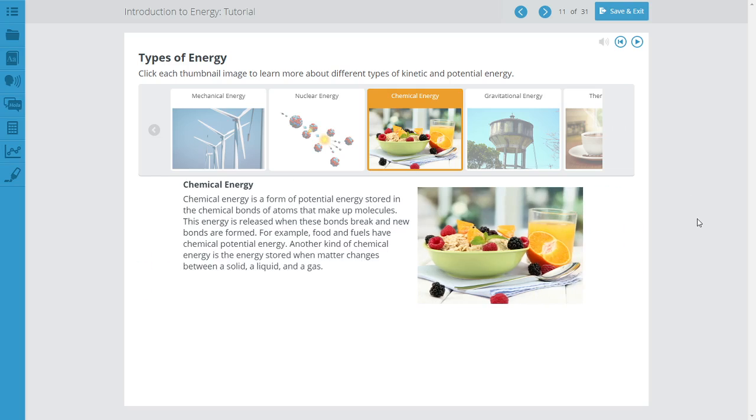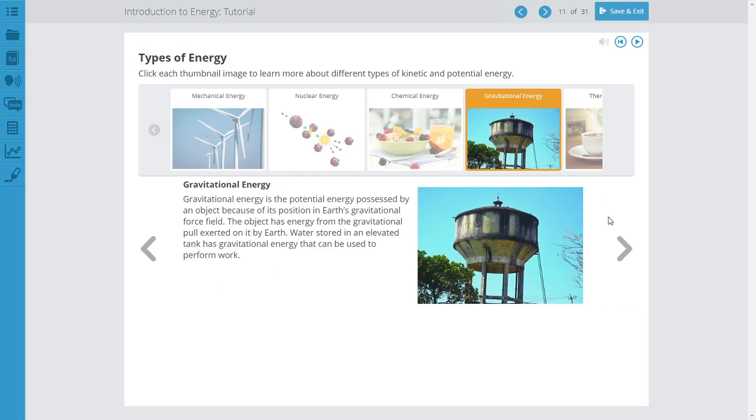Chemical energy is one of the biggest things we do in our bodies. Chemical energy is a form of potential energy stored in the chemical bonds of atoms that make up molecules. We've already talked about this, so this should be fresh. But again, chemical energy is released in humans, literally in all living things, through a form of digestion. And then the energy is released and we use it.